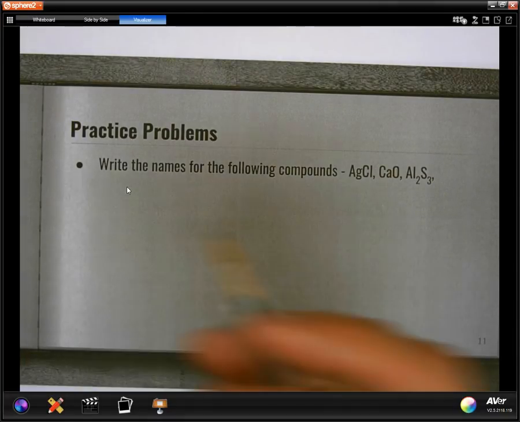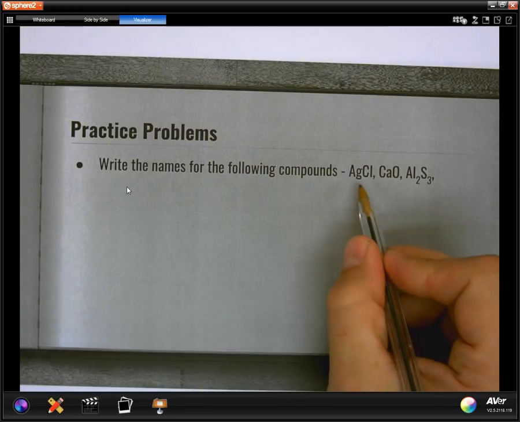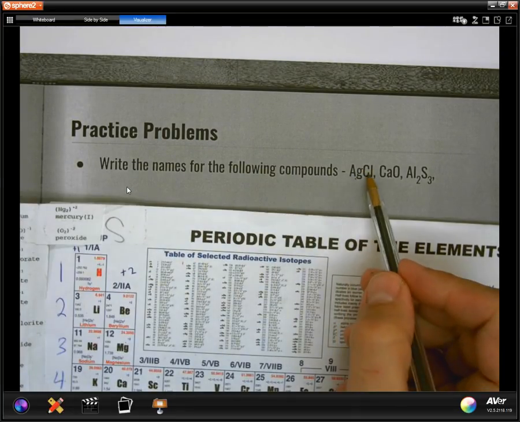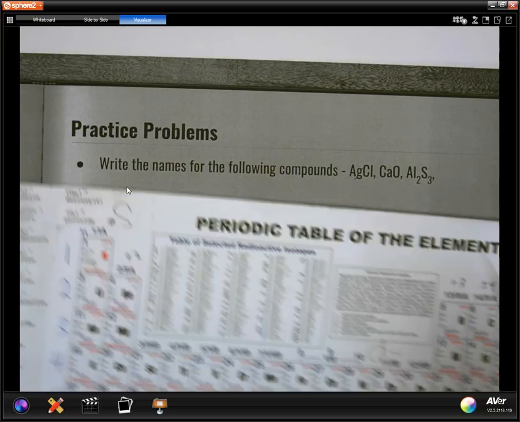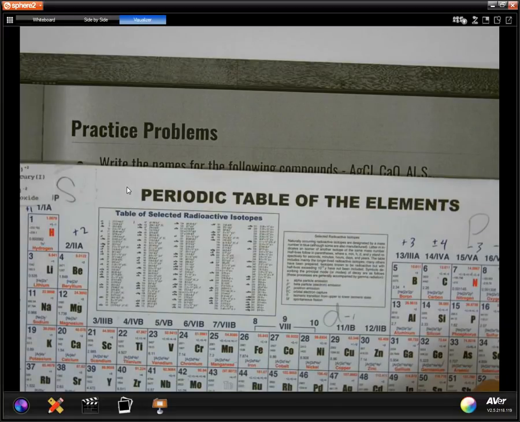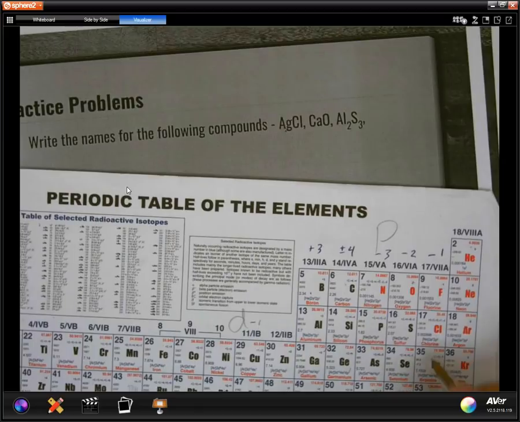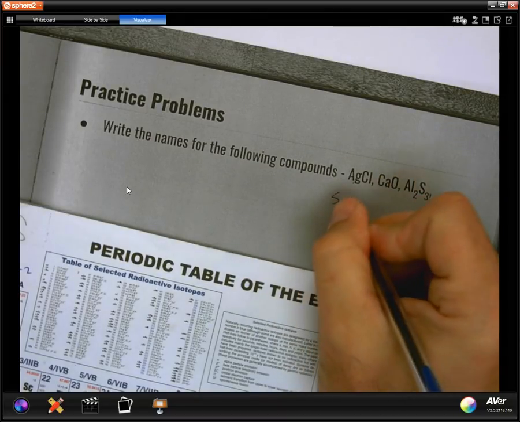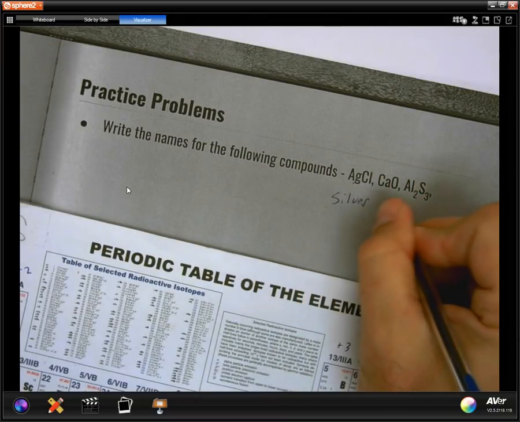All right, welcome back. How do I name these? Again, I'm going to just name the cation, name the anion, and stick them together. What is Ag? Ag is just simply silver. So it's the silver ion. We just remove the phrase ion. We have chlorine. It's not chlorine anymore, but since it's an ion, we call it the chloride. So it's just simply going to be silver chloride.